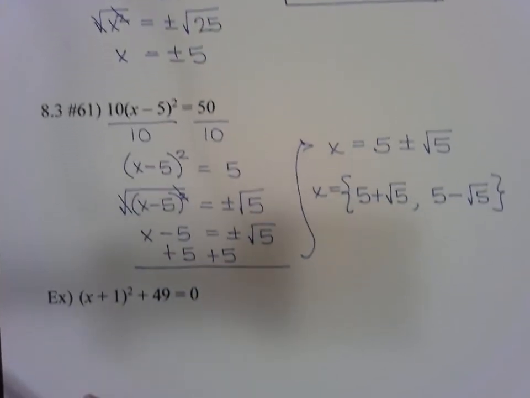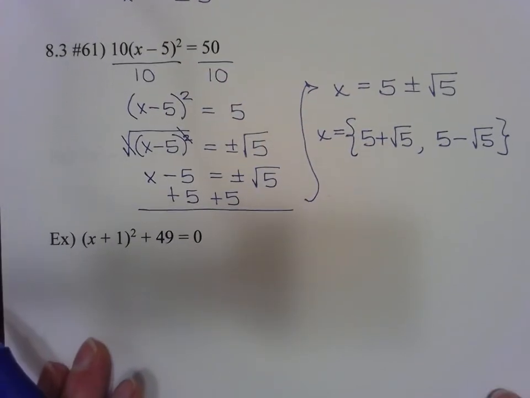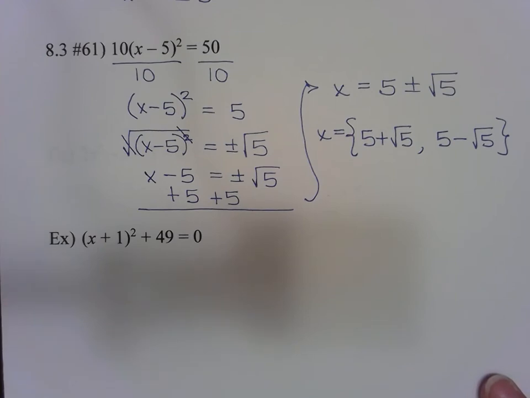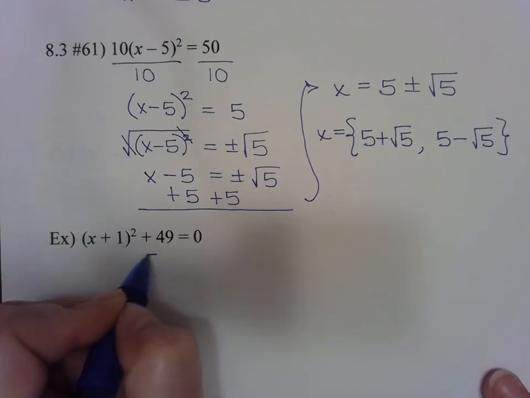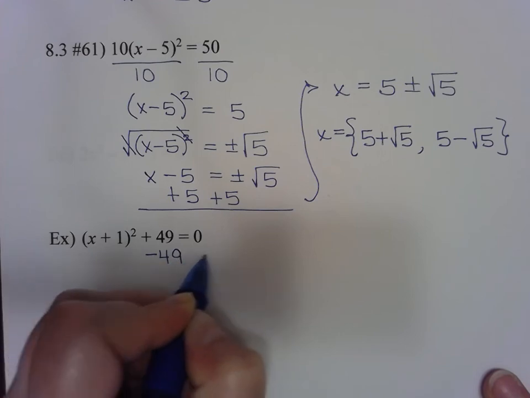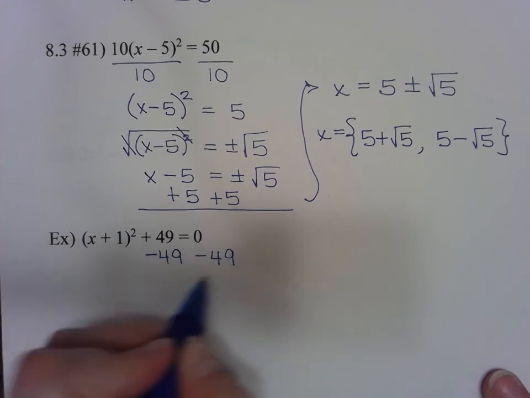All right, I think I have one more. So this time we have (x plus 1) squared plus 49 equals 0. So what do we need to do first? We need to get the parentheses squared by itself. So we need to subtract the 49 over to the other side.